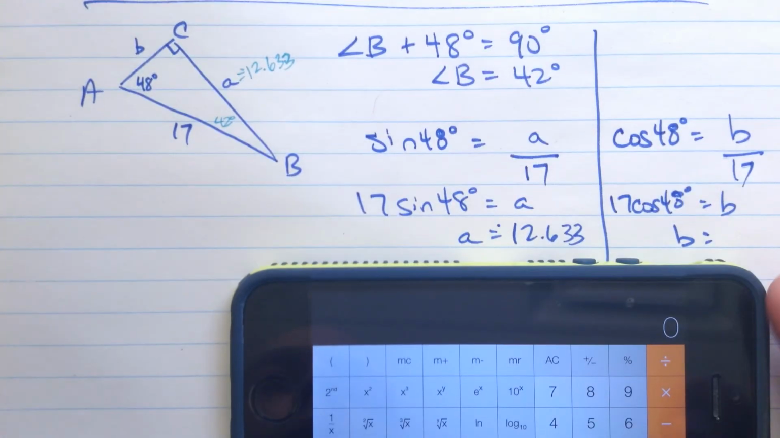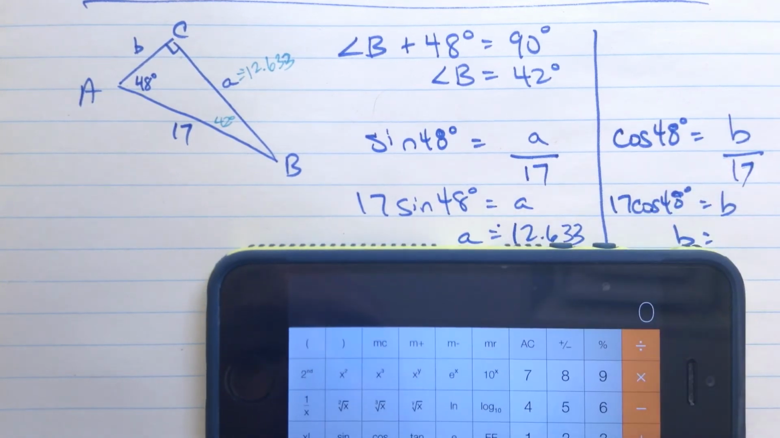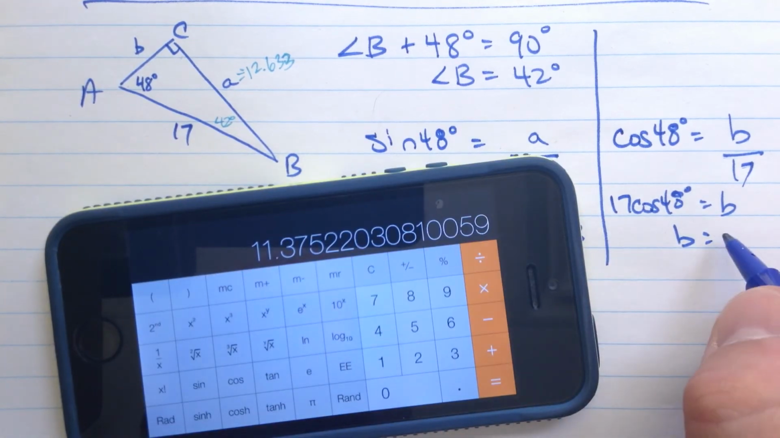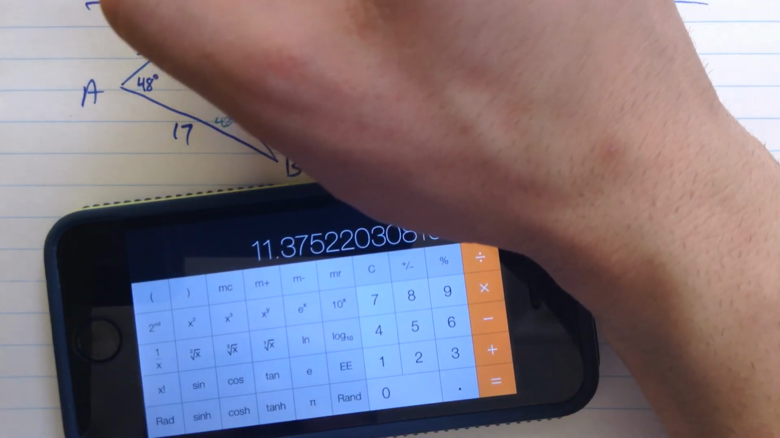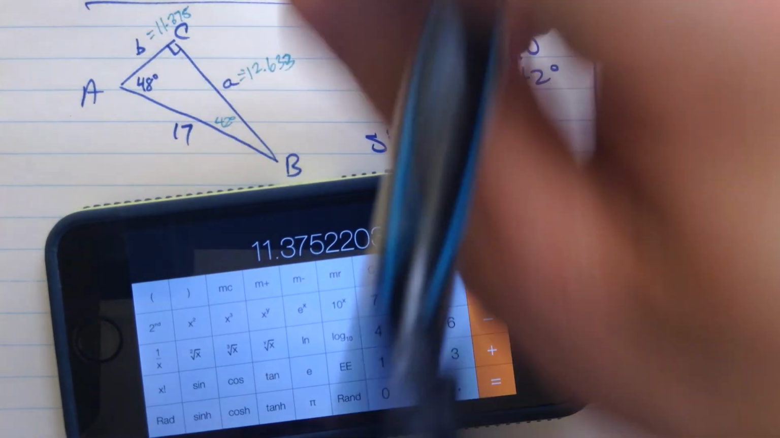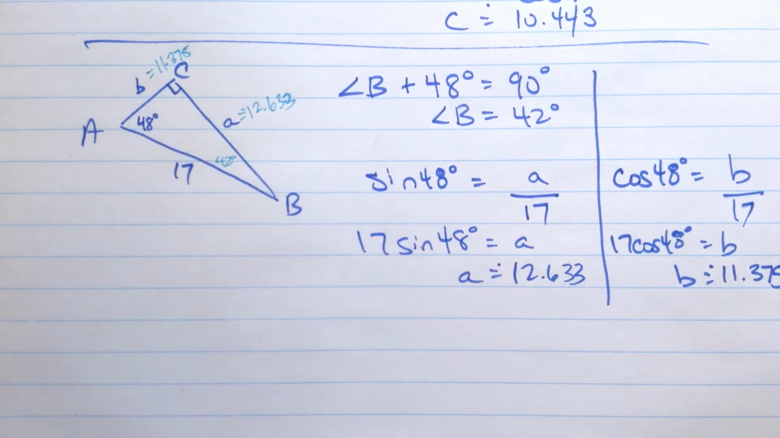So depending on your calculator, you might have to press the cos button and then type in 48. So another way to do this, I could calculate cos 48 and then multiply by 17. I'm going to do that this time. So 48 cos and then times 17. That'll work out the same way. 11.375 approximately. Okay, and so now I have all three sides and all three angles, and we've solved that triangle.